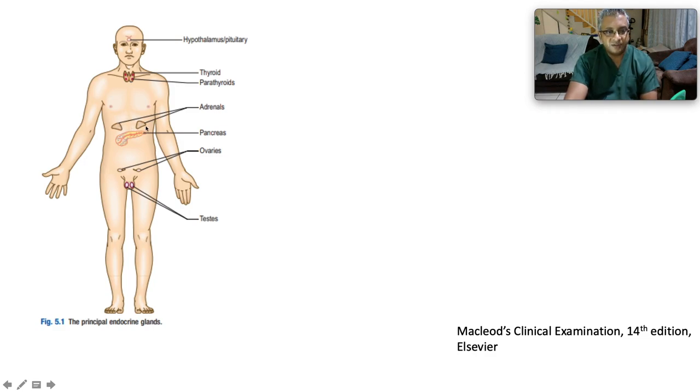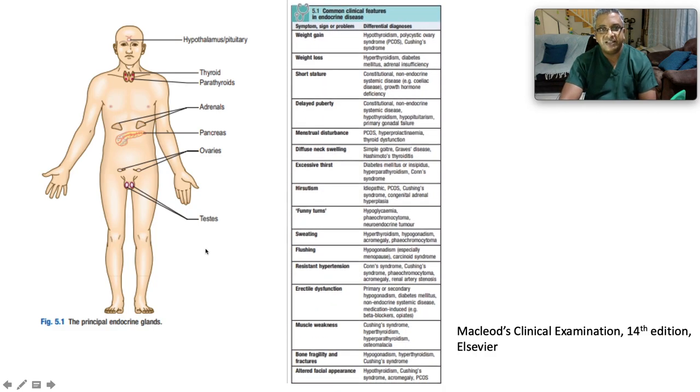Then we have the adrenals, right? And the adrenals are divided into three sections: glomerulosa, fasciculata, reticularis. And the deeper you go, the sweeter it gets. Salt, sugar, sex. And then, of course, we have the pancreas, the ovaries, and the testes. Those are your principal endocrine glands, everybody.